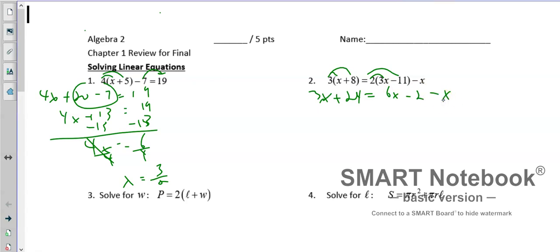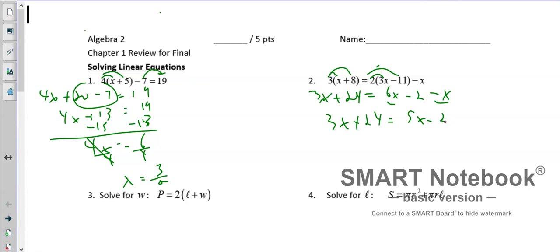Now be careful. Some people get too excited and distribute the 2 and keep going here. But that is not in parentheses, so don't do that. It's a very common mistake to put negative 2x. Don't do that, just negative x. Now on this side, I'm going to combine like terms. All right, so it's going to give me 3x plus 24 equals 6 minus 1 is 5x minus 2.